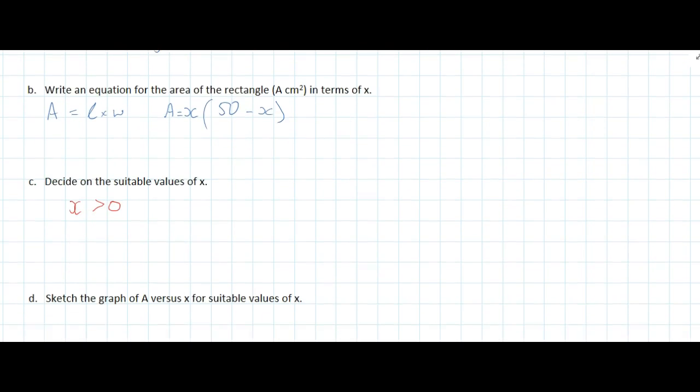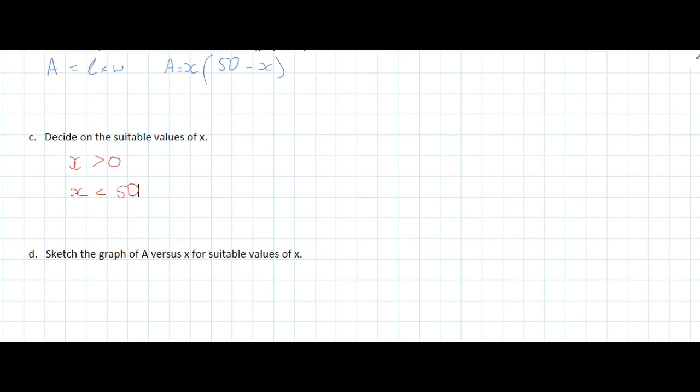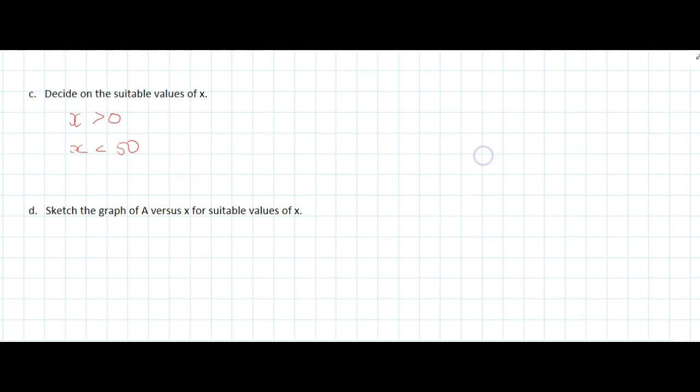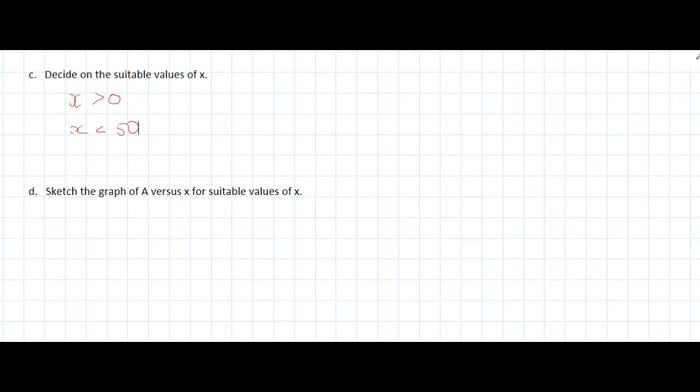Okay, so x has to be greater than 0. x has to also be less than 50. Okay, so those are the suitable values for x. We can't have any negatives, not in this case, in real life. This is a real life scenario, so it can't be negative. Negative values, negative distances don't really make sense.